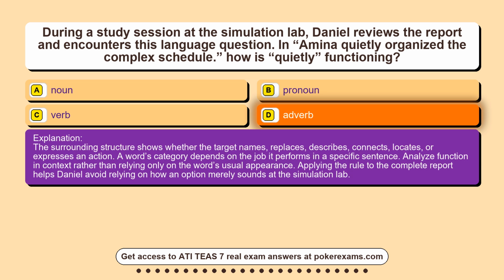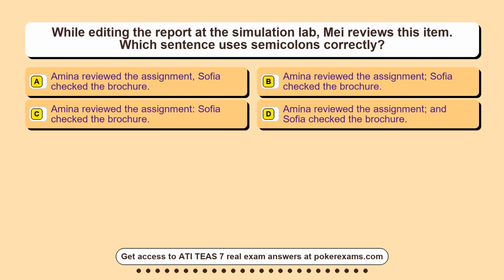The surrounding structure shows whether the target names, replaces, describes, connects, locates, or expresses an action. A word's category depends on the job it performs in a specific sentence. Analyze function in context rather than relying only on the word's usual appearance. Applying the rule to the complete report helps Daniel avoid relying on how an option merely sounds at the simulation lab.